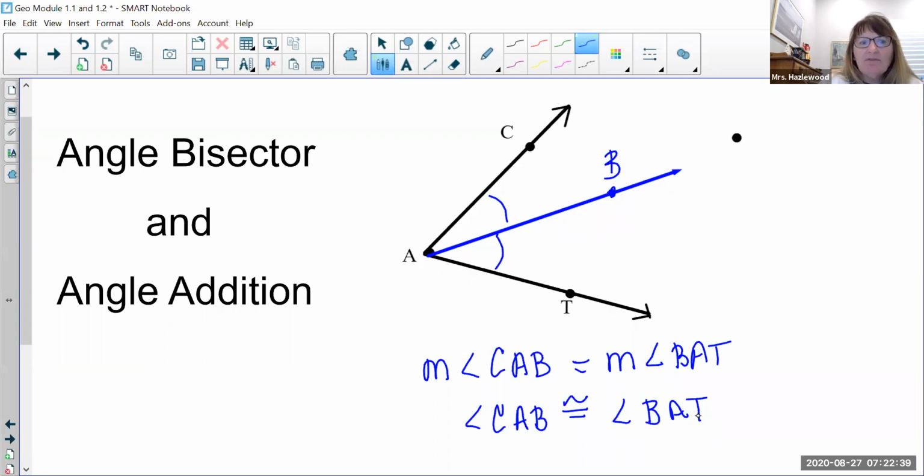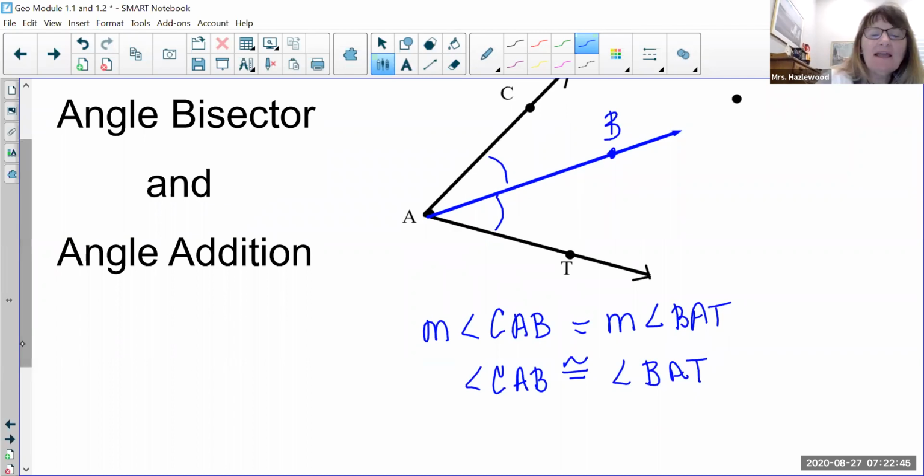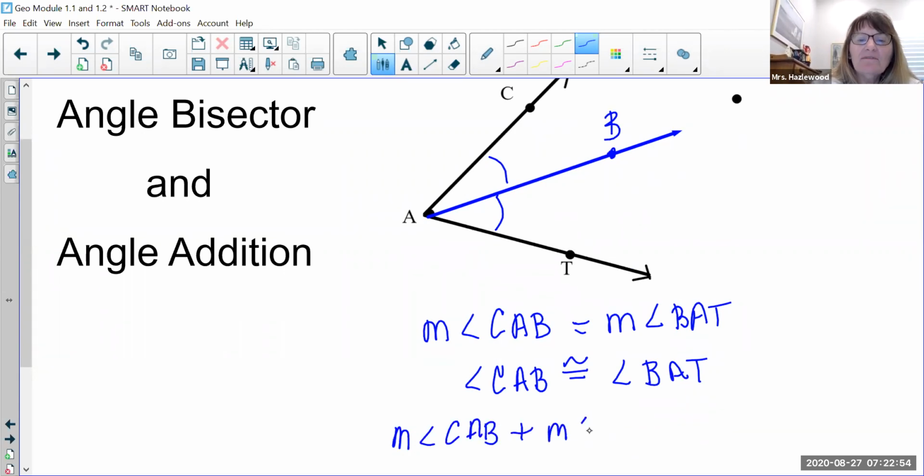Now if I talk about the angle addition postulate, I'm going to say the measure of angle CAB plus the measure of angle BAT is equal to the measure of angle CAT. All right, so that is the angle addition postulate that we just did there. If I know one of the angles, and I actually have to know two of them, then I can just solve for the missing one.